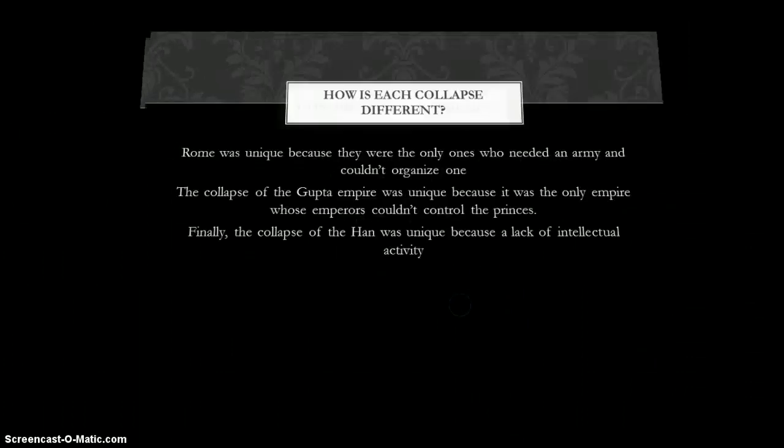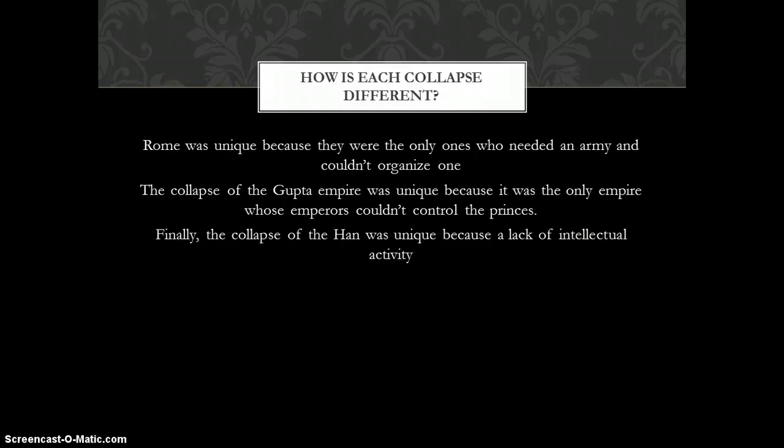So how is each one of these collapses unique? Rome was unique because they were the only ones that needed an army. The Guptas and the Han Dynasty, they could have benefited from an army, like for instance with the Gupta, because they were being pushed in by nomadic invaders, but they weren't dependent on it, such as Rome. Rome needed it if they wanted to keep their empire under control.